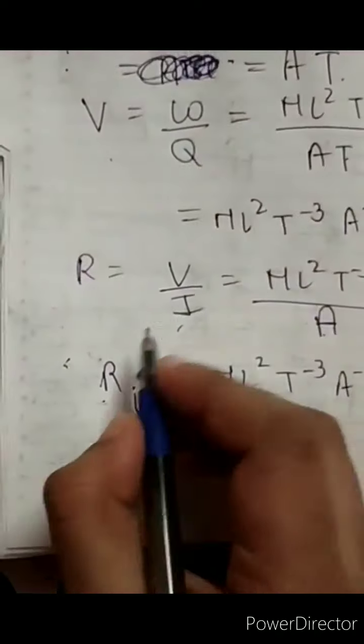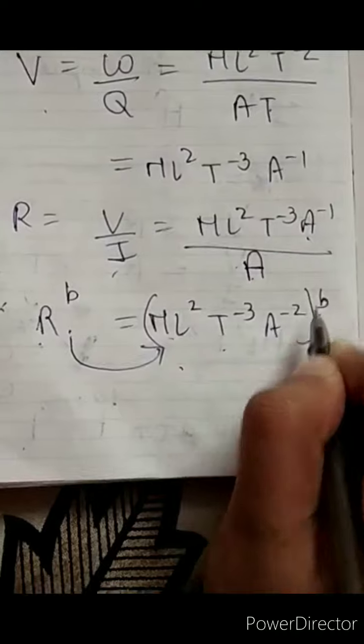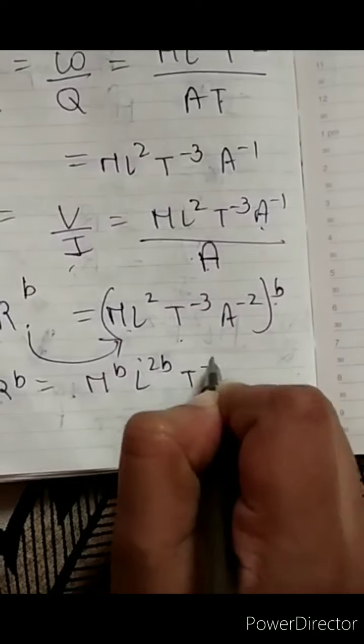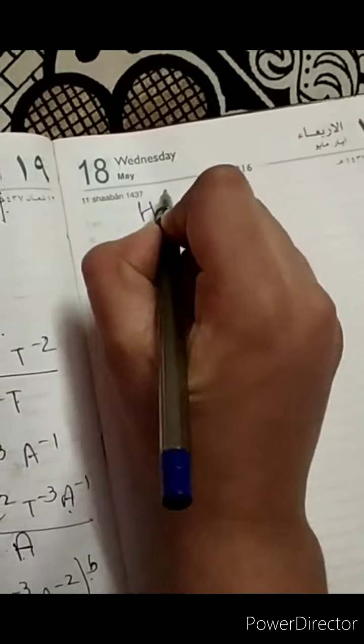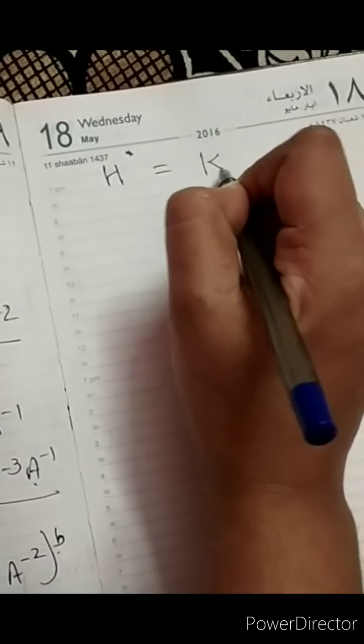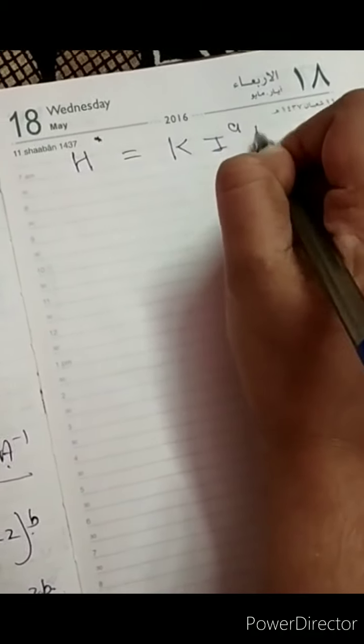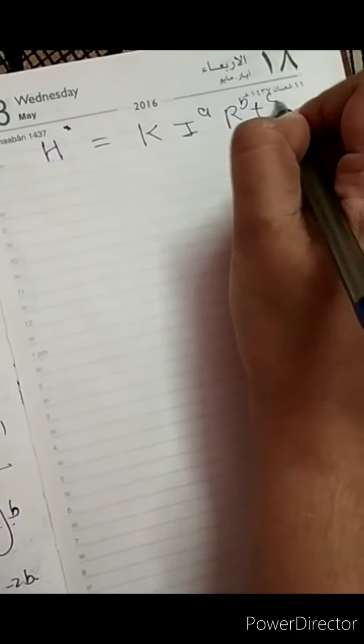Now T is time. Okay, one more thing, R to the power b. So can I multiply b and just open it up? M^b L^2b T^-3b A^-2b. Hope you don't have any problem in this. Now one more quantity left, time, T to the power c. So the dimensional formula of t is T, and just c. Okay, fine. Now our main equation was H is equal to K I to the power a, R to the power b, and T to the power c.